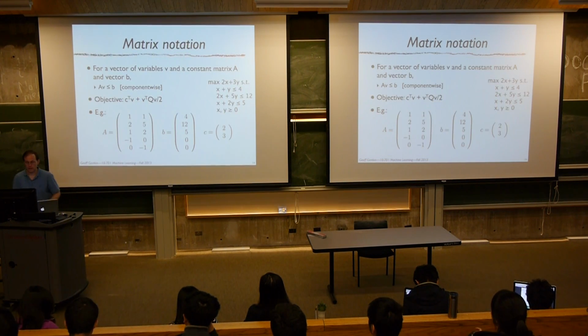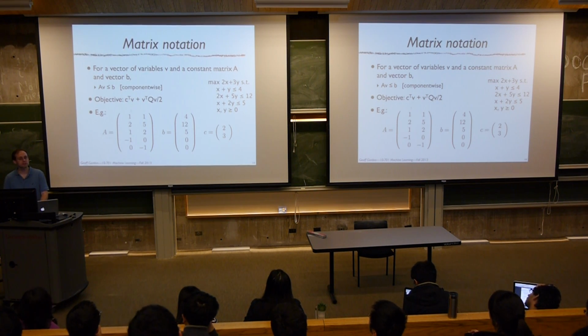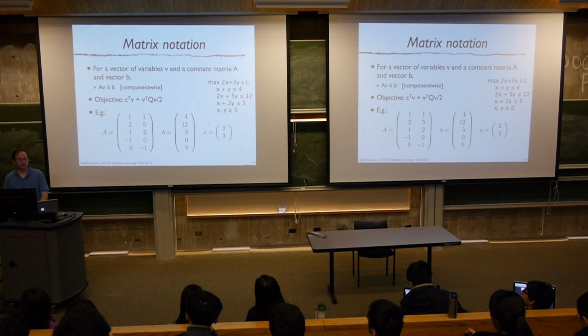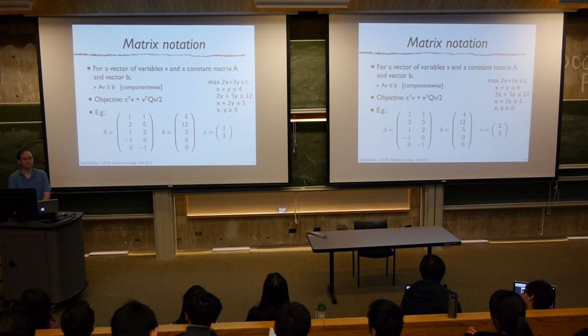So I already basically put this on the slides before, but we're going to be using matrix notation. We collect all of the constraint normals into a matrix, collect all of the right-hand sides into a vector. This is the objective vector. And we write A times V is less than or equal to B component-wise.